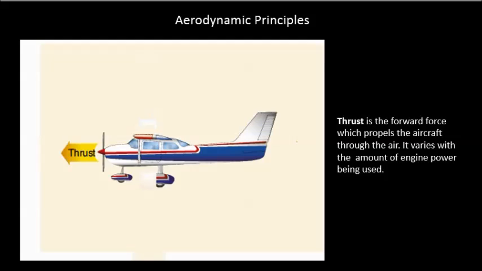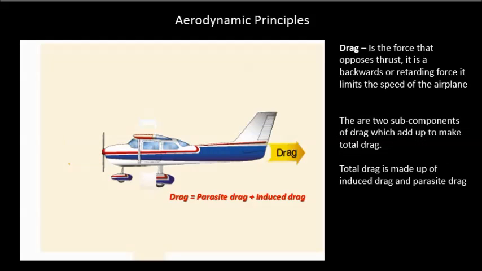Thrust is the forward force which propels the aircraft through the air. It varies with the amount of engine power being used. And drag is a rearward or retarding force, or backward force. Now, drag is not so simple. There's actually a couple subcomponents of drag, and we're going to get into that a little bit later. But for right now, let's just concentrate on the four forces.